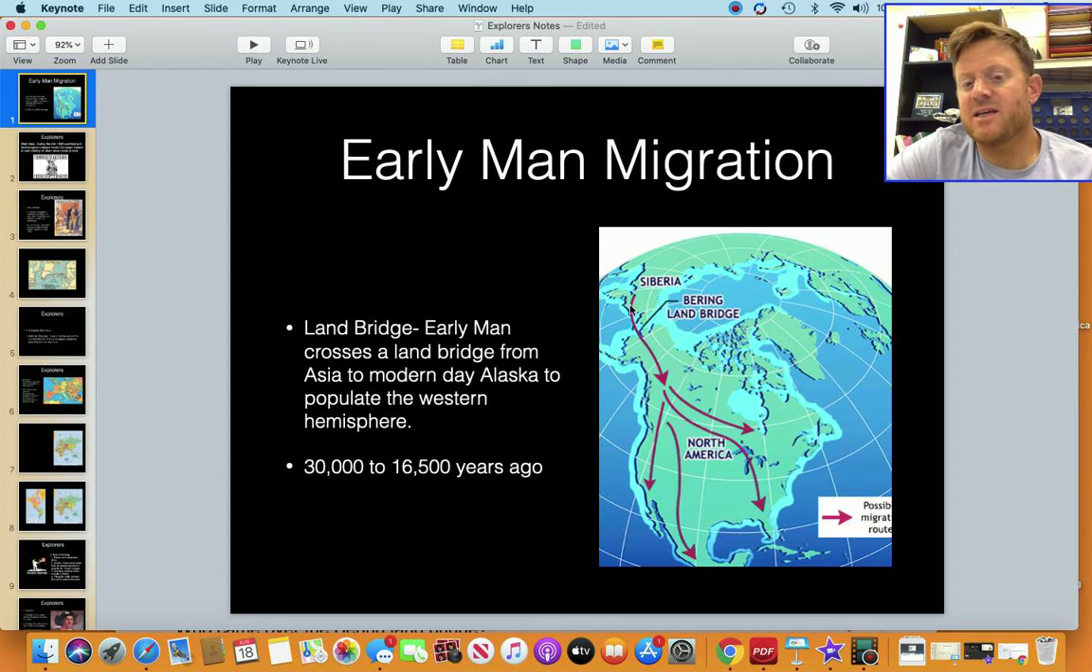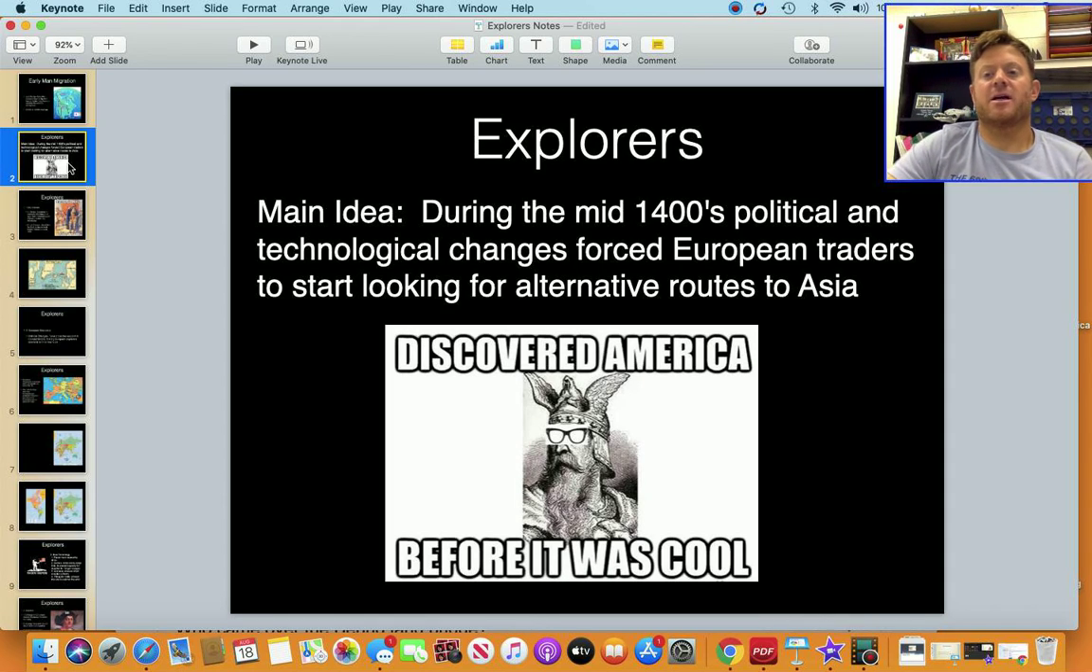And the theory is that there was ice here, and humans migrated down from Siberia into North America. And that is the leading theory as to how humans populated North America. Now, I know there's a lot of different things going on out there. We're just going to keep things simple. So, question one, how did humans populate North America? They traveled through a land bridge right here. Moving on. Explorers.